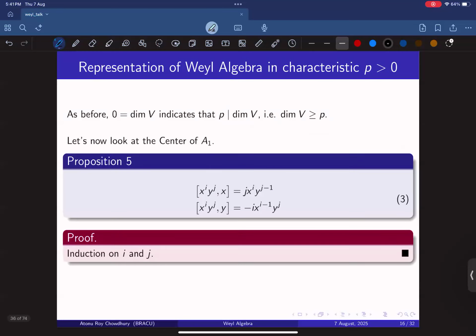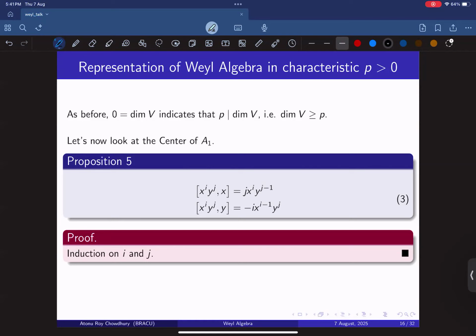Okay. Now, in order to find the irreducible representations, we look at the center of the Weyl algebra. So we have a result that the commutator of x^i y^j with x looks like this, and the commutator with y looks like that. So if an element commutes with both x and y, that means that element is in the center, right? Proving this is very easy. You just induct on i and j.